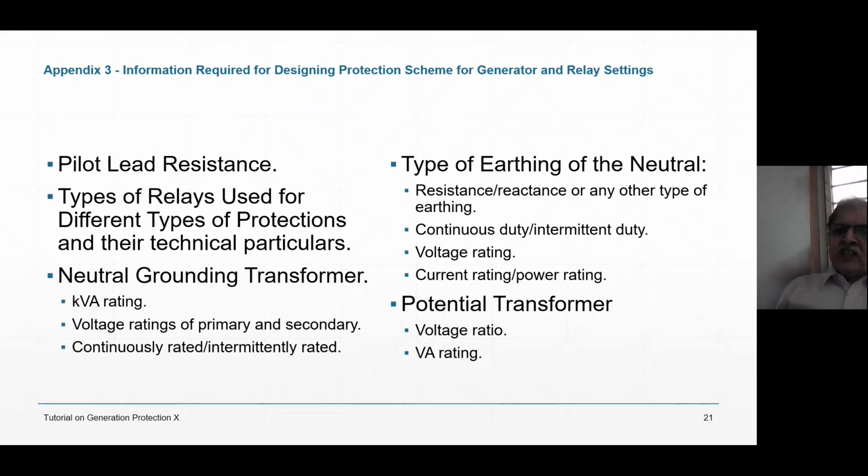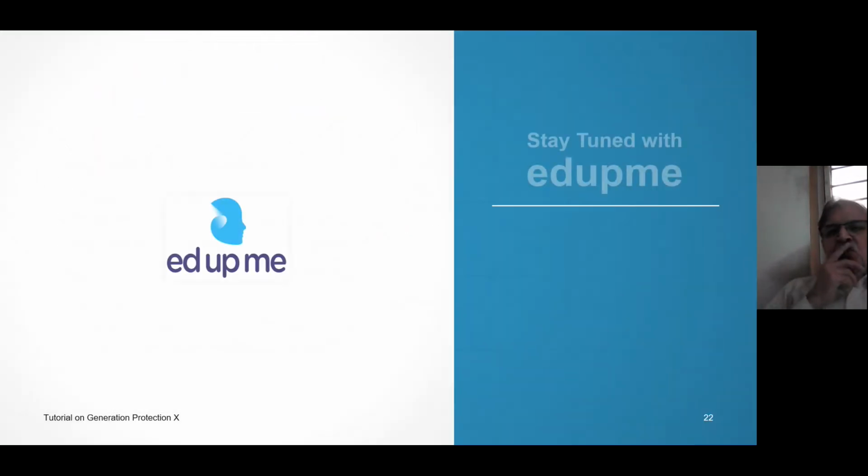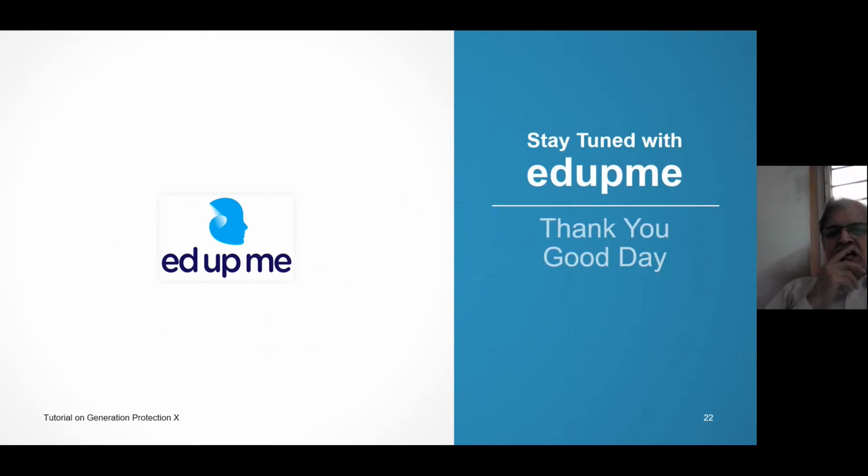Voltage rating of the reactor, and current rating or power rating of the reactor or resistor. Potential transformer voltage ratio and VA rating. So these many things you should know. With this, my friends, we are completing generator protection, and in the next class we will enter into protection of large power transformers.